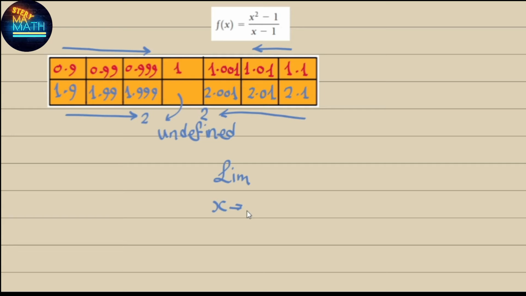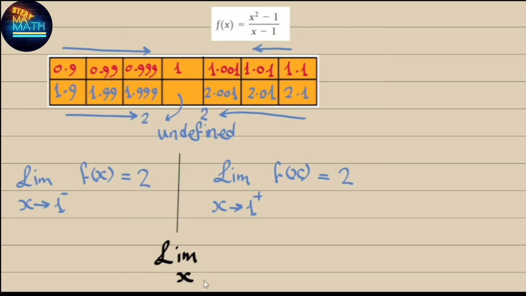So we can write down limit as x approaches 1 from the right hand side of f of x is equal to 2, right? This notation stands for limit. And as well from the left, limit as x approaches 1 from the left of f of x is equal to 2. Now because the left hand and the right hand limits are equal, they are the same, so we can say that limit as x approaches 1 of f of x is equal to 2, and this is the answer.